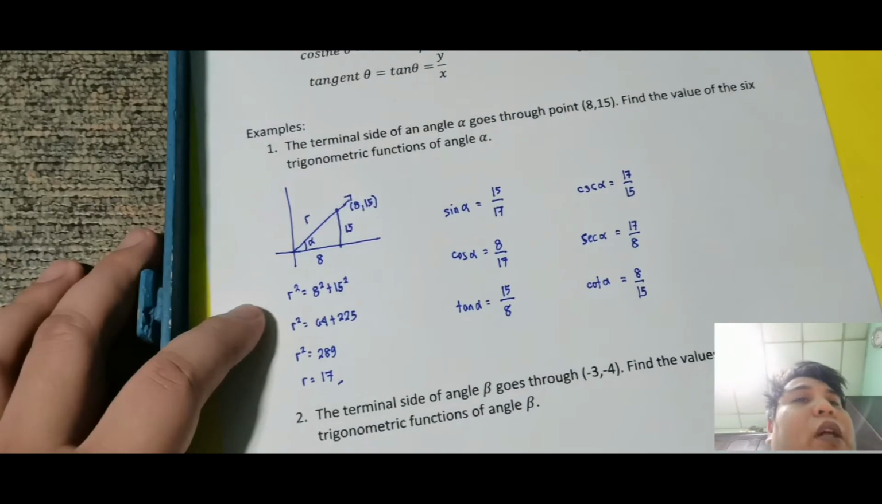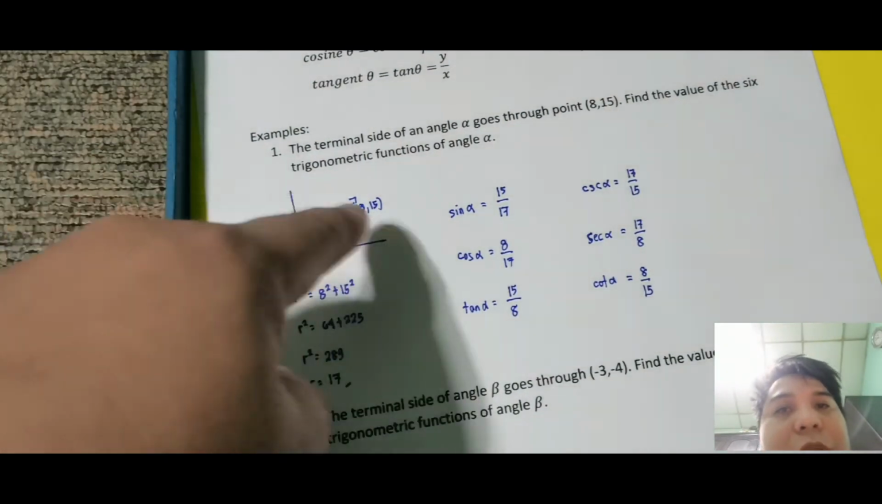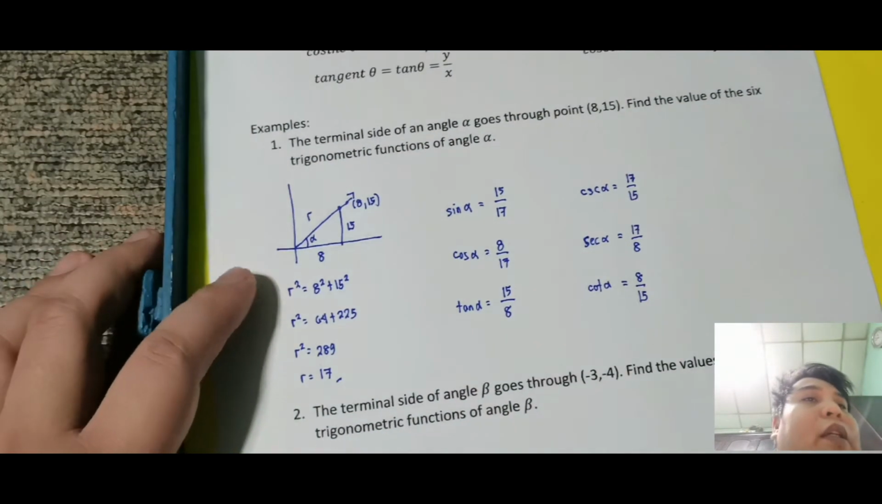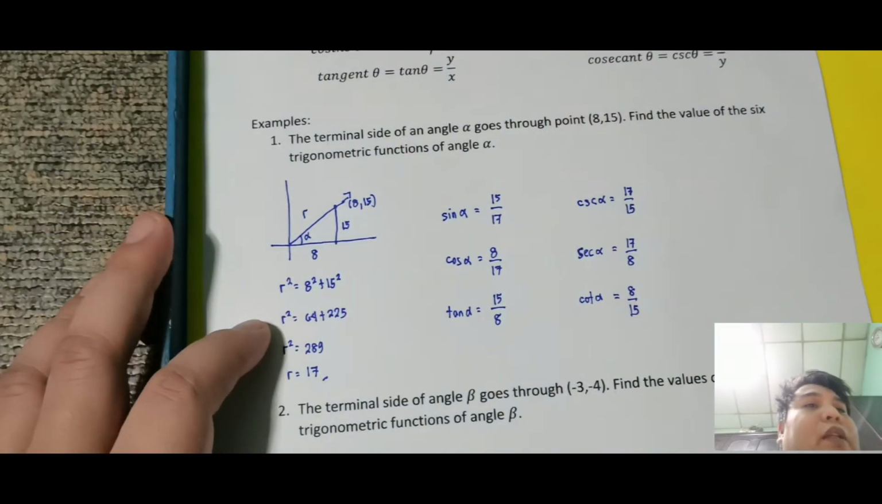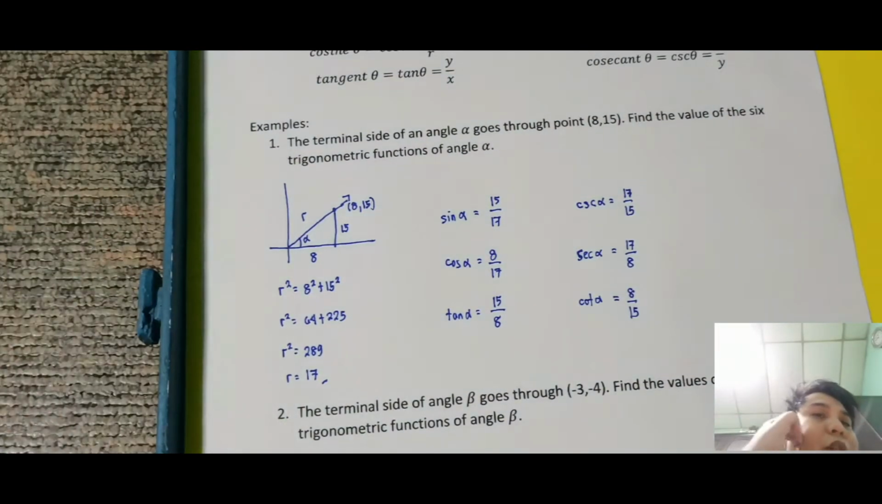Para useful. Okay, so sir, bakit positive? Kasi nga positive yung mga value ng 8, 15 natin. Okay, so nasa quadrant 1 din kasi si 8, 15 natin. So, ang dali niyan, positive siya.